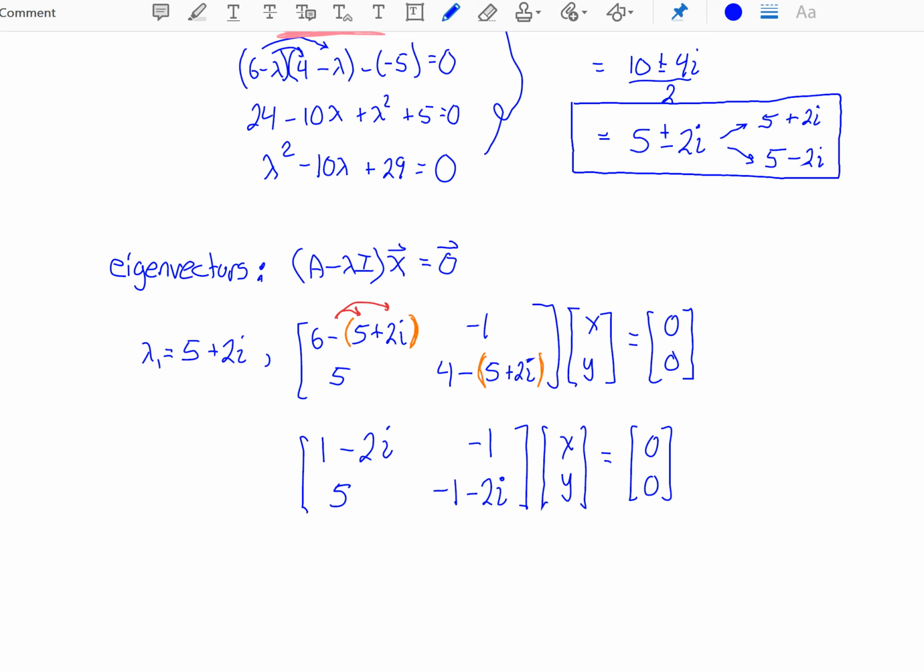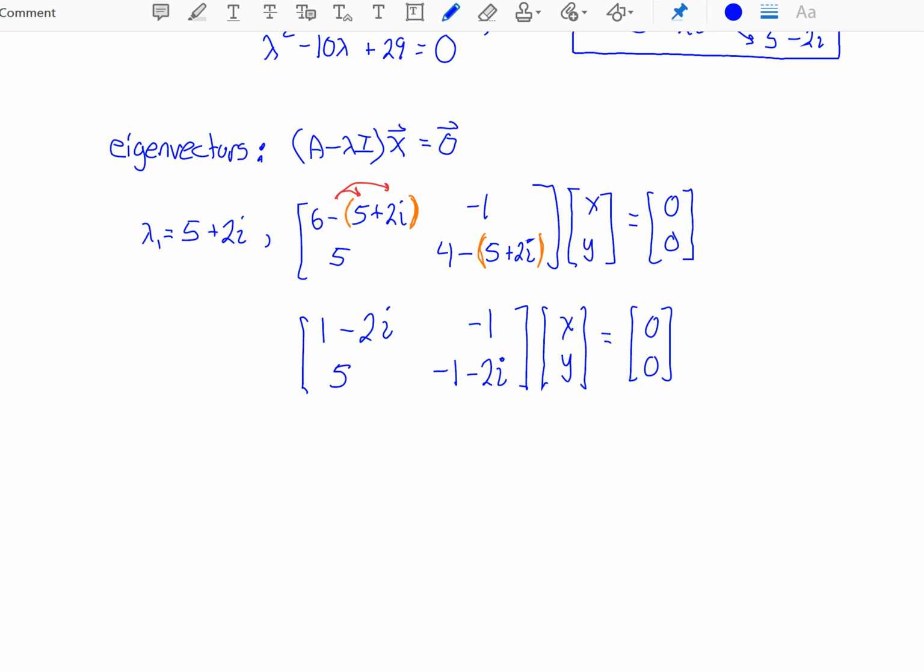And we're looking now for a vector with components x, y that when you multiply it by this matrix, you get the 0 vector back. And as we did before, the easiest way to probably visualize this is to write this as a linear combination. So x times that first column plus y times that second column.